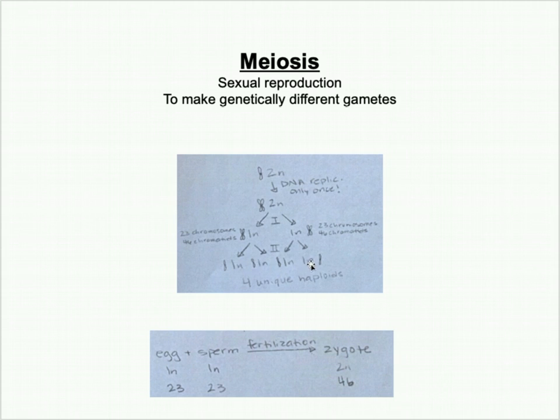These 4 haploid cells, or 4 gametes, can be 4 sperm cells or 4 egg cells. Afterwards, the egg cell, which is haploid with 23 chromosomes, will unite with a sperm cell that is haploid with 23 chromosomes. They undergo fertilization to make a zygote to restore that 46 total chromosome number, which is diploid.